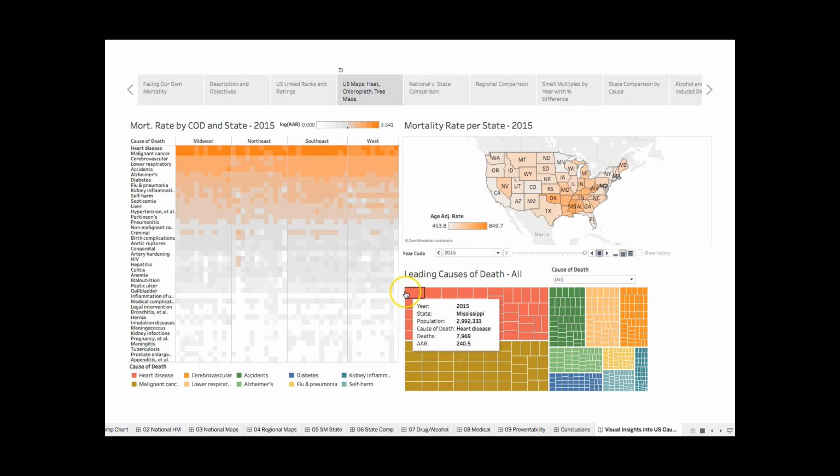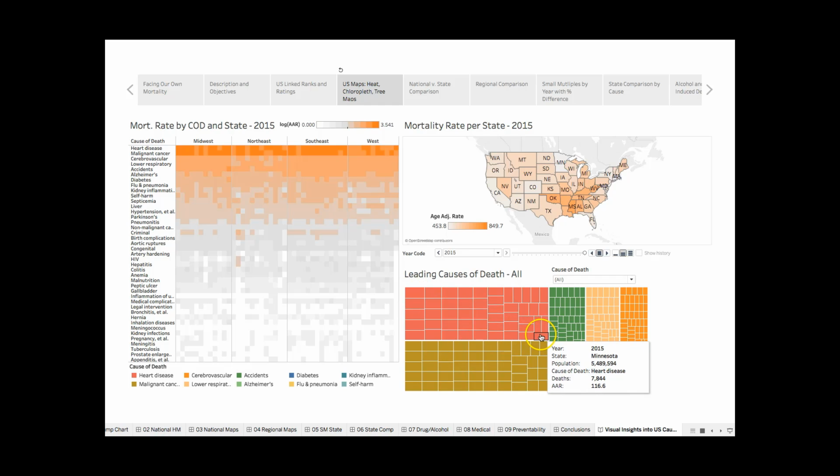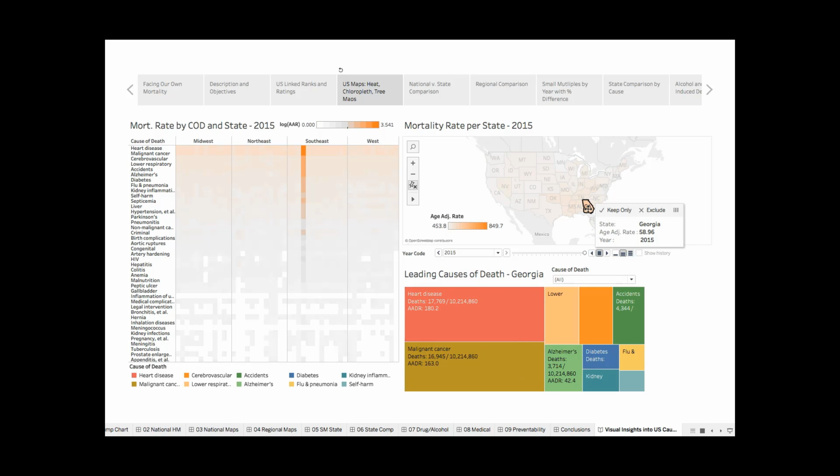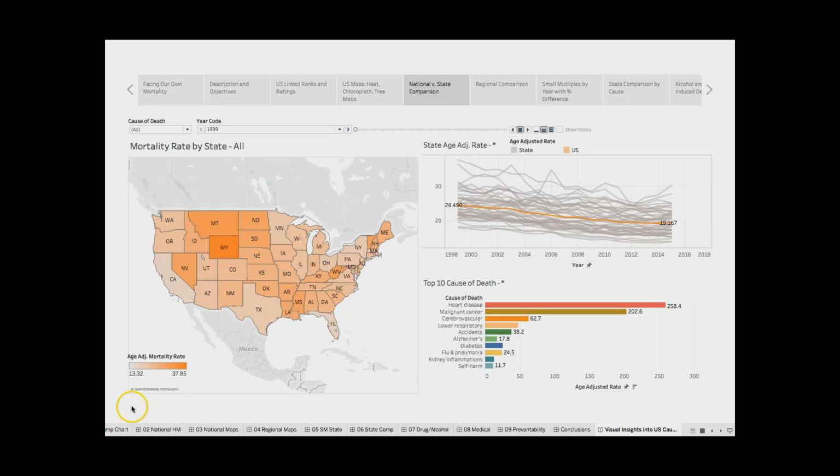The tree map indicates the relative proportion of the mortality rate by the size indicated in the chart. Color here represents the cause of death, and each cause is split up by state. Hovering over any of the items in the tree map, heat map, or choropleth highlights all causes of death associated with that state. Selecting a state on the choropleth or heat map filters the tree map to focus on contextual data for that specific state. State-level data is explored on the next dashboard.